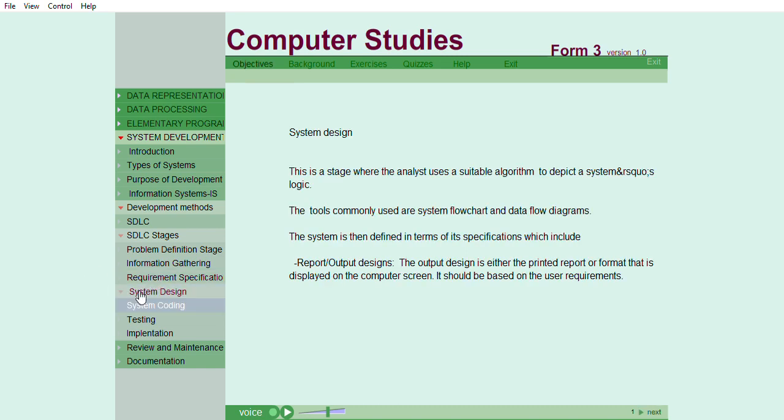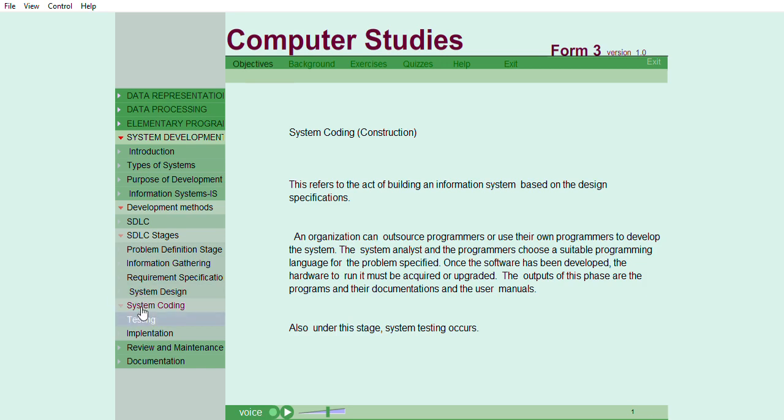System design. This is the stage where the analyst uses a suitable algorithm to depict a system's logic. System construction or coding. This refers to the act of building an information system based on the design specifications.